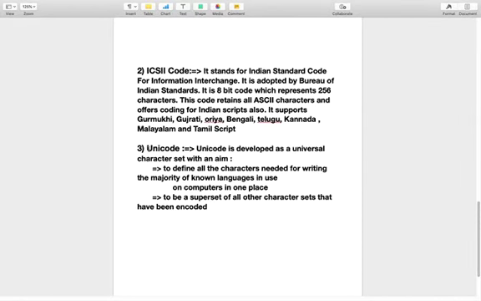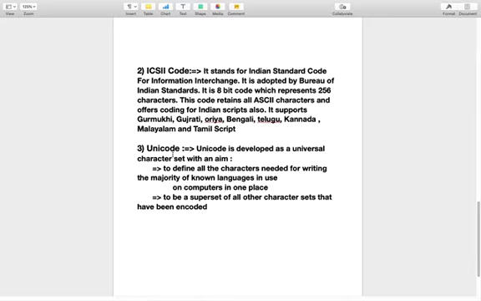Our third code is Unicode. Unicode is developed as a universal character set with an aim. What was the aim of Unicode? To define all the characters needed for writing the majority of languages in use on computers in one place, and to be a superset of all other character sets that have been encoded.